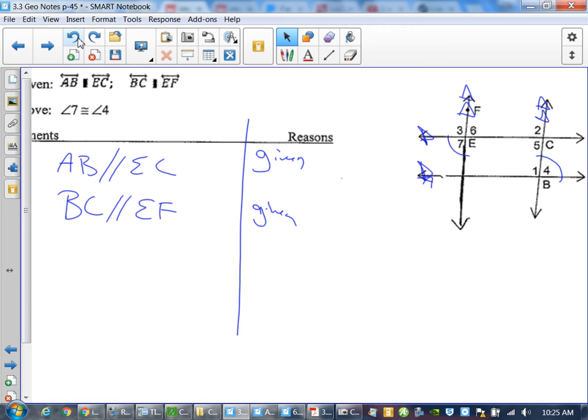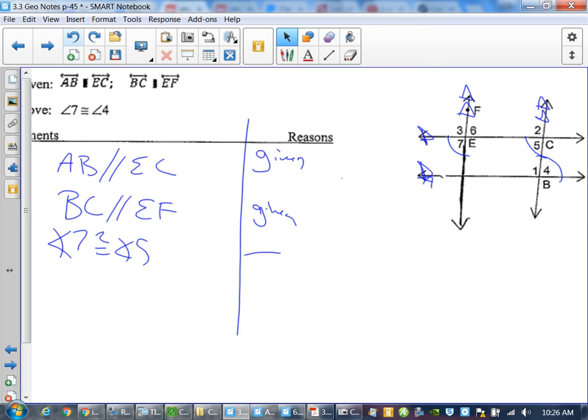What you have to be able to do is look at what you know. I have angle 4. I know angle 5 has to be the same because of alternate interior angles. Now I switch and look at the other line, the line of EC. Notice 7 and 5 happen to be in the same position. What angle pair is that? That's corresponding. So there you go. 7 is 5, 5 is 4, 7 is 4. That's all it is.